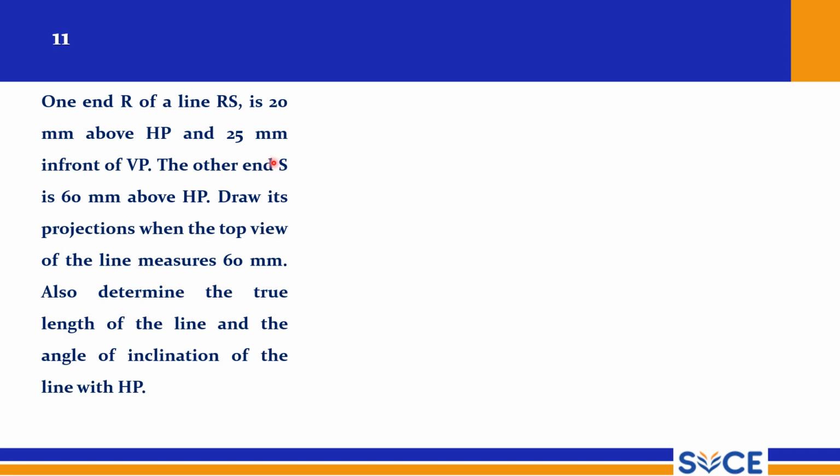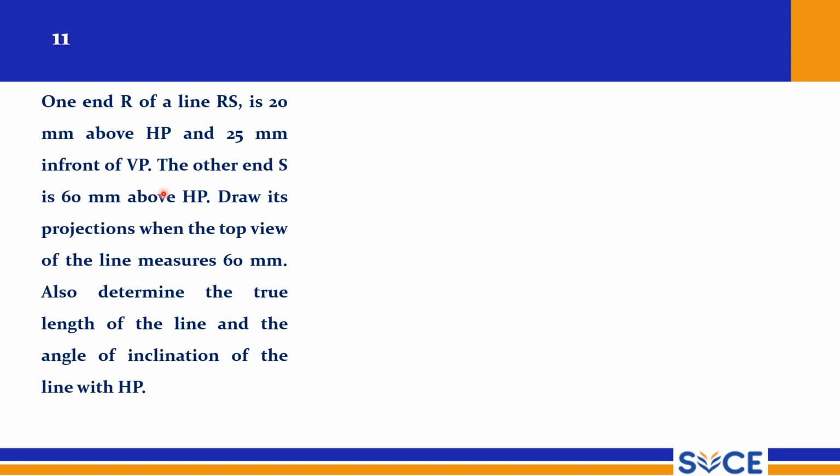So the distance above HP is given. One end is 20 mm above HP and the other end is 60 mm above HP. These two data are sufficient to find the true length of the line. So let us start the problem.